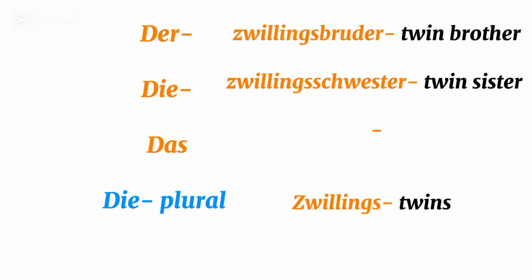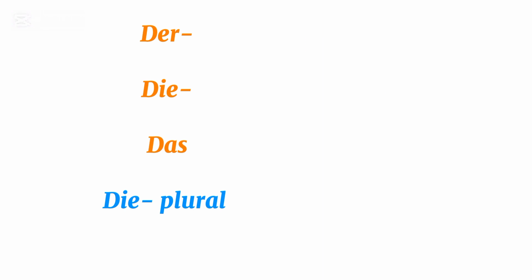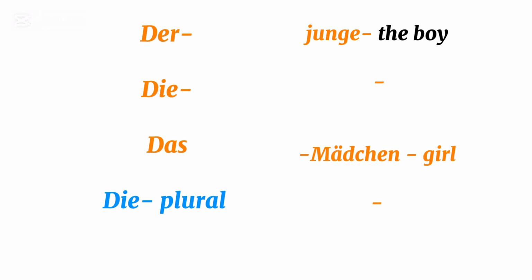If you have twins, twins are called Zwillings. Zwillingsbruder, my twin brother. Zwillingsschwester, my twin sister. Next we have Sohn is son. Tochter is daughter. Boy is called Junge, a boy, and a girl is called Mädchen, a girl.